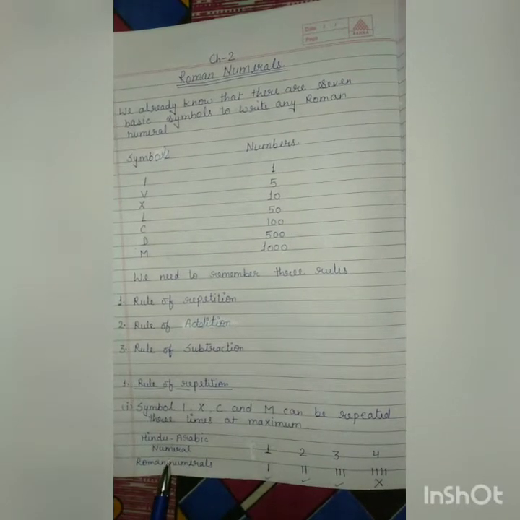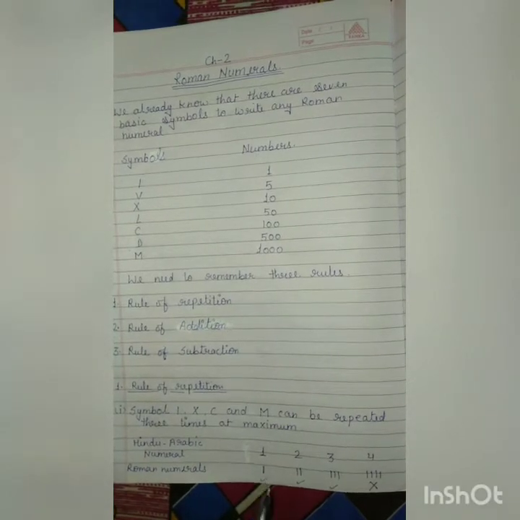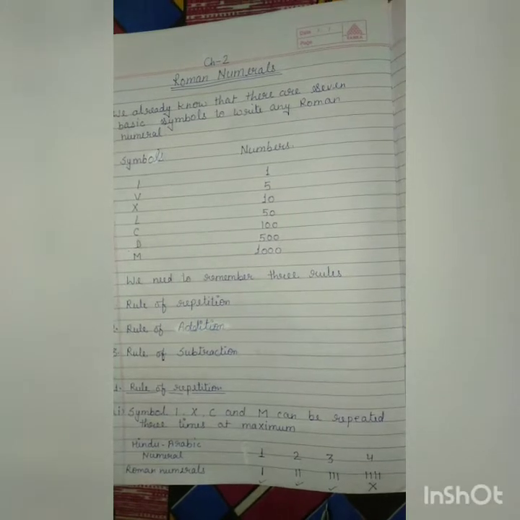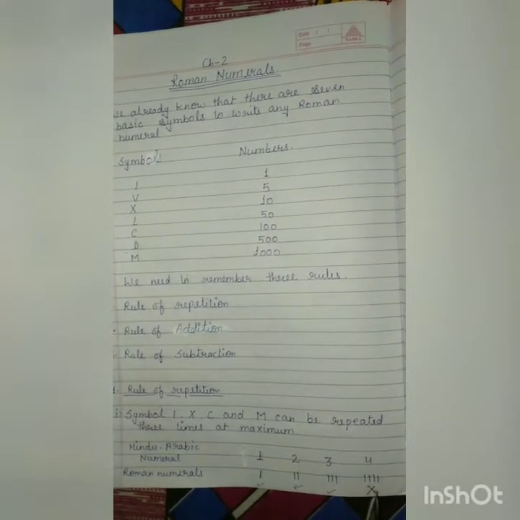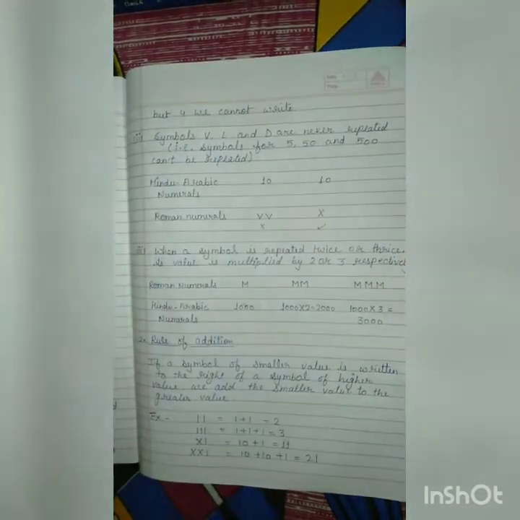Hindu Arabic numerals, Roman numerals. 1 is I, 2 is II, 3 is III. But 4 we cannot write as IIII.